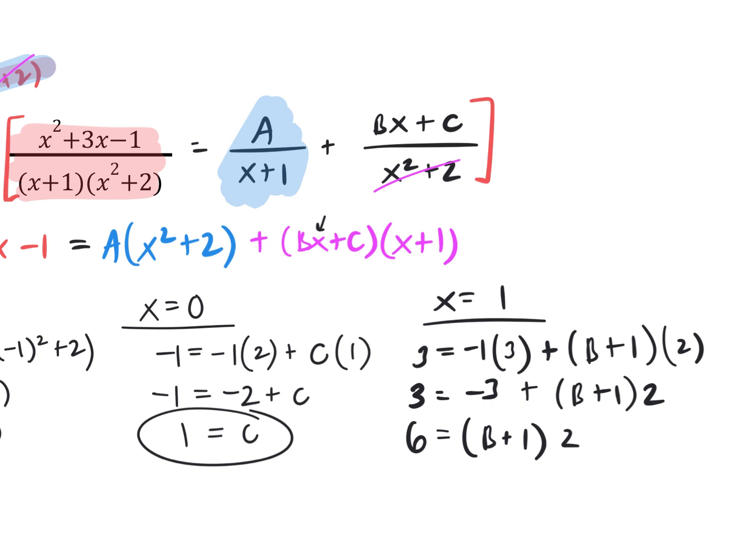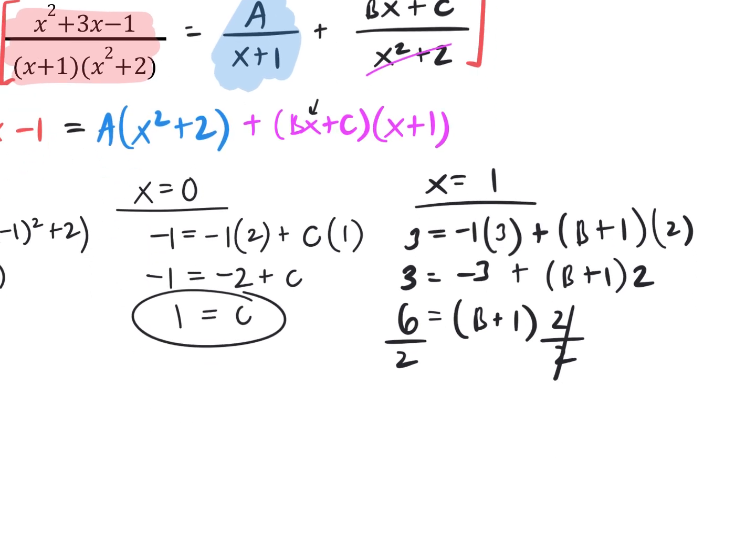And I can either distribute that 2 or I can just divide it out. I'm just going to divide by 2 on both sides. And that gives me that 3 is equal to b plus 1. So b is equal to 2.